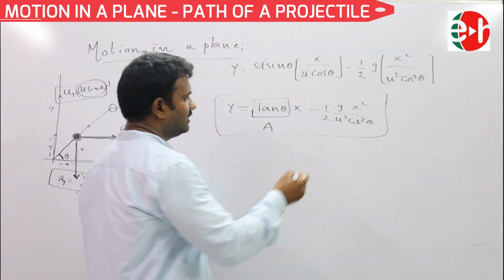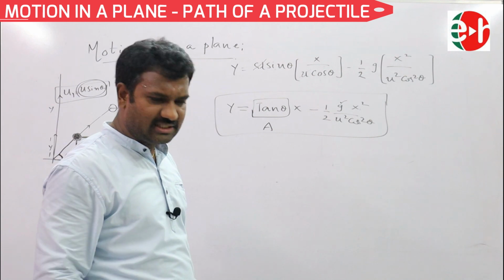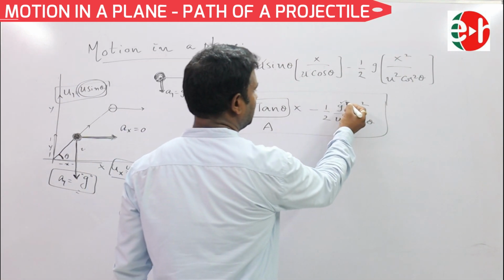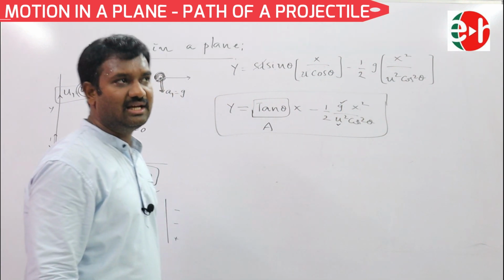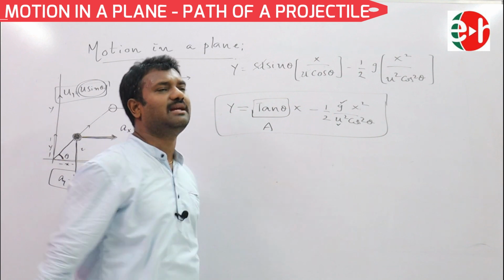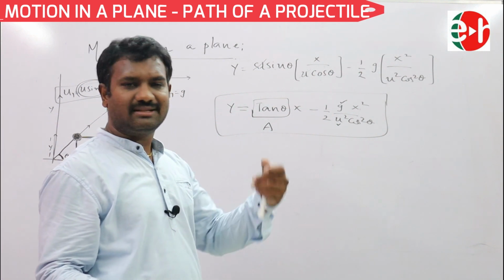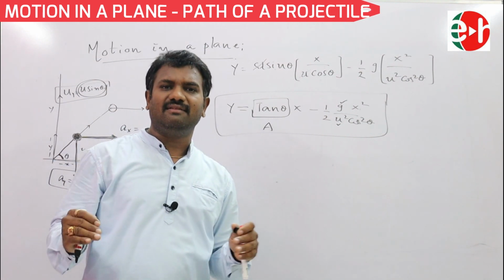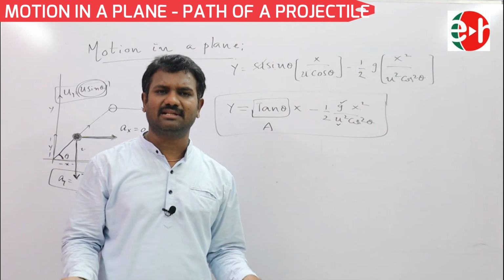Very easy constant. What about g? As you know, at a particular place, where I am doing this experiment, g is constant. Then u square. What is u? Initial velocity. I have thrown this object with 10 meter per second. After some time its velocity may change, that is a different issue. But my initial velocity is always 10 meter per second.